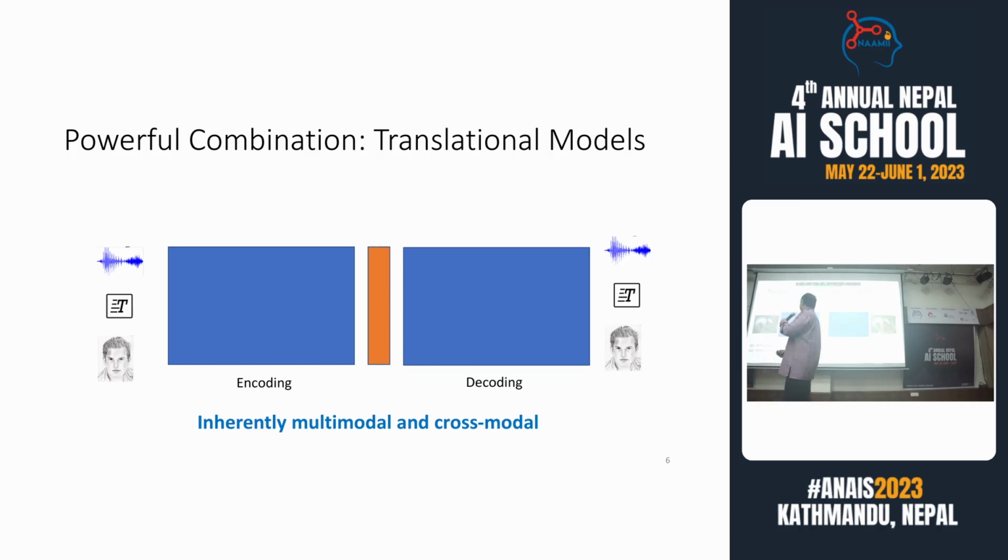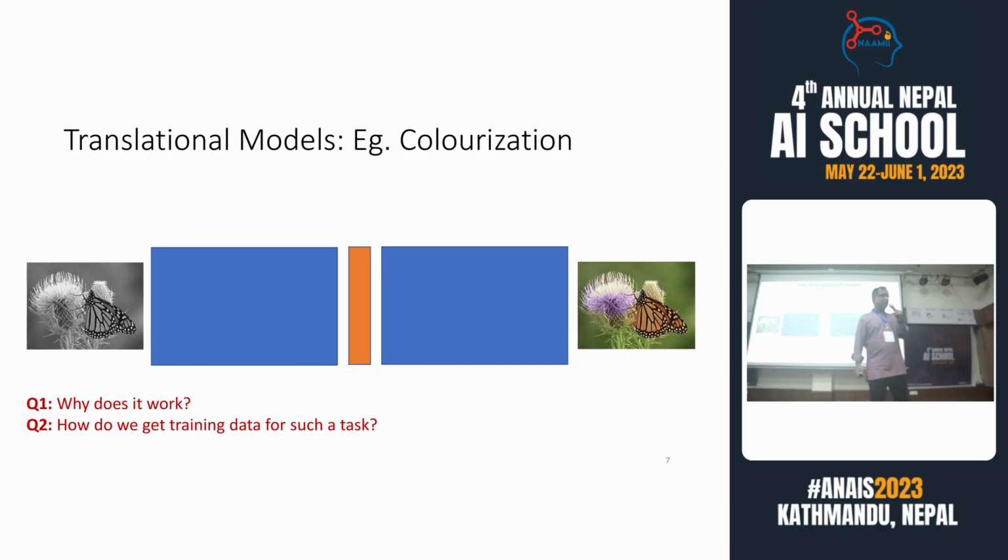Okay, quiz. I want to do something like this. Starting from a black and white picture, I want to create a color picture. Is it possible? Why does it work? How do we get training data for such a task?